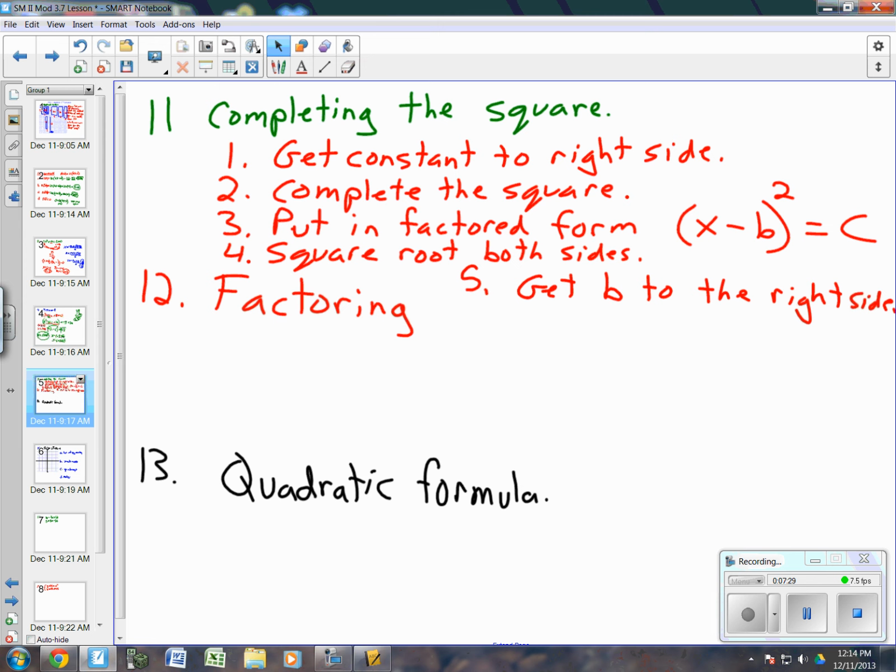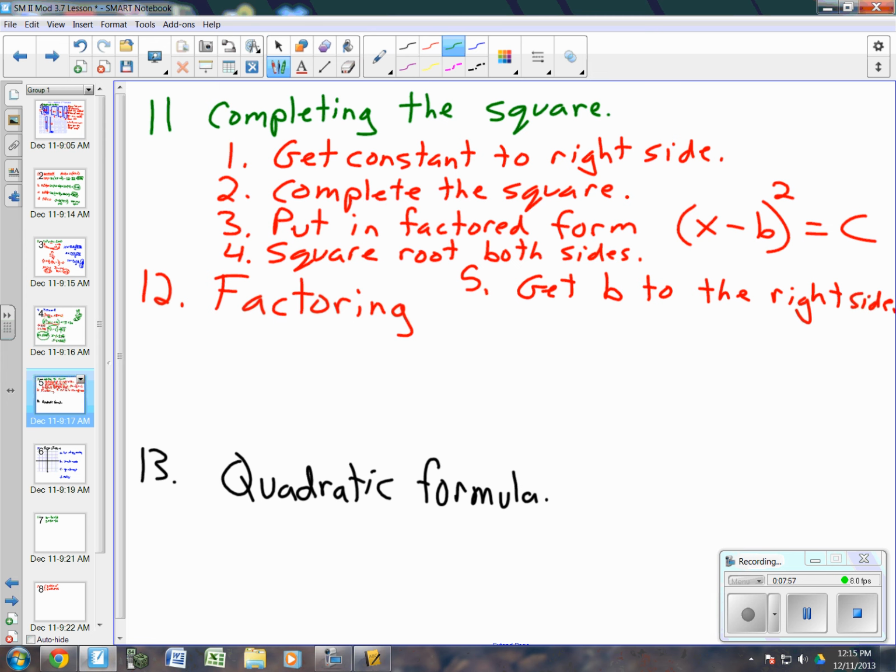When is it best to do that? When is it most efficient? A is 1, B is even. Okay? Write that down. When A is 1 and B is even. That's when it's best to do that. Honestly, I very rarely use that method. I always either use factoring or the quadratic formula. That's all you need to know. Okay?